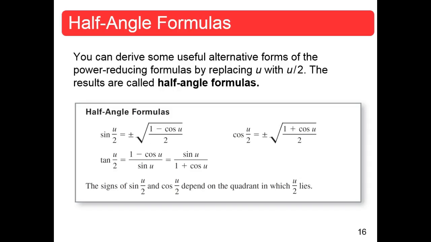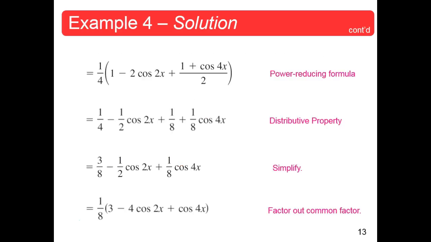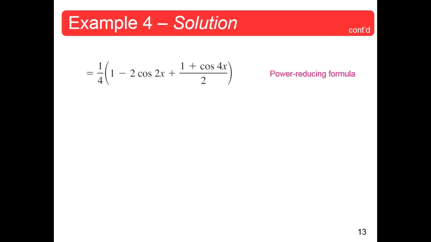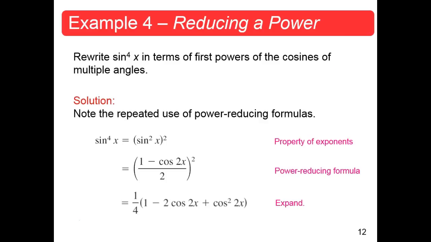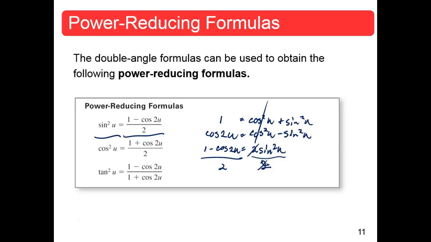All right, let's move to the half-angle formulas and how are we doing? Oh, good. We may get it done. It says you can derive some useful alternative forms for the power-reducing formulas by replacing u with u over 2. And these are called the half-angle formulas. So let's go back to those fun power-reducing formulas we just did.